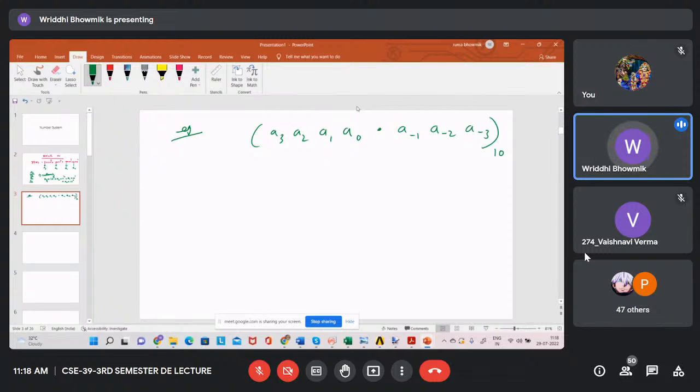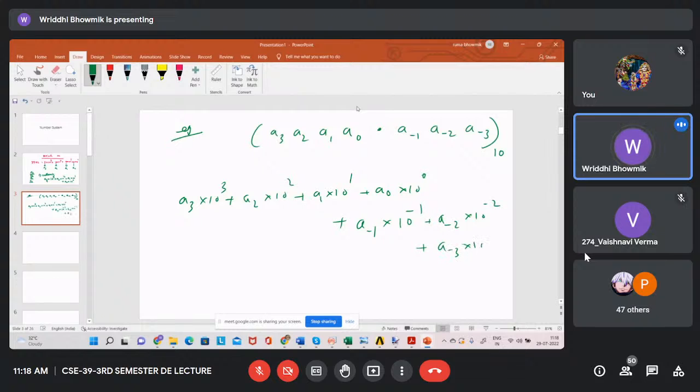So what is happening here? The coefficients are given. So how could you represent this decimal number? It is very simple. A3 into 10 cube plus A2 into 10 square plus A1 into 10 to the power 1 plus A0 into 10 to the power 0 plus A minus 1, because you see here the suffix is minus 1, so the power of 10 will also be minus 1. Then A minus 2 into 10 to the power minus 2 plus A minus 3 into 10 to the power minus 3. So in this way, you can get the decimal number, and one decimal point is also involved in this case. Okay.